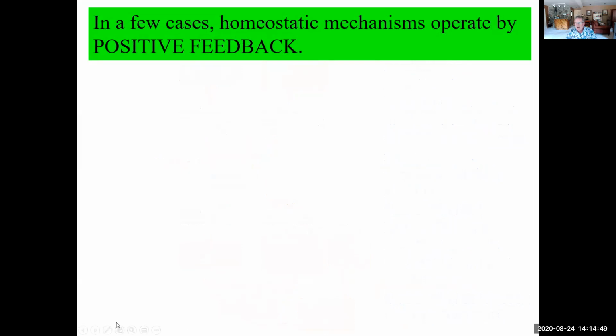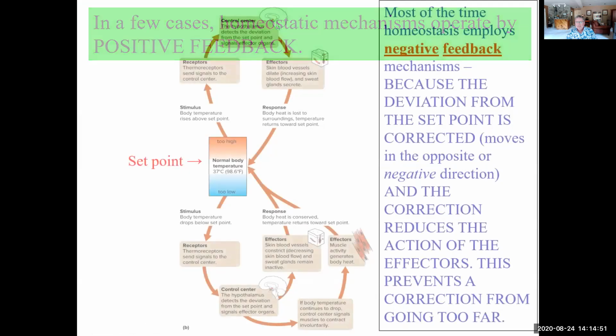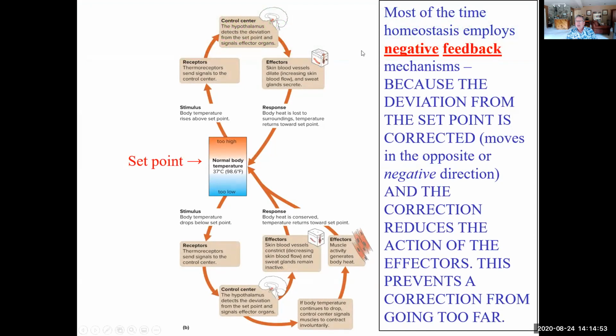Now, we have been talking a little bit about a mechanism here that employs what's referred to as negative feedback. The easiest way for me to describe negative feedback is to have you think about body temperature in our example. If your body temperature gets too hot, gets too high, we want to negate the rise and bring the body temperature down.